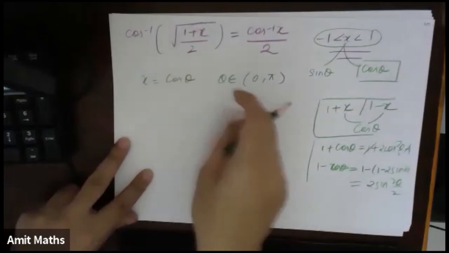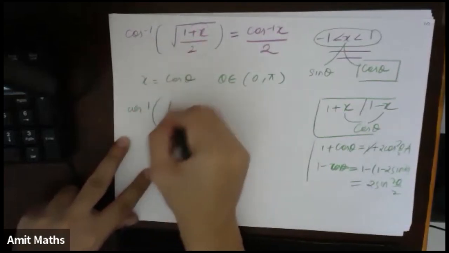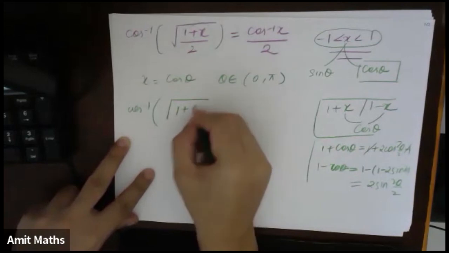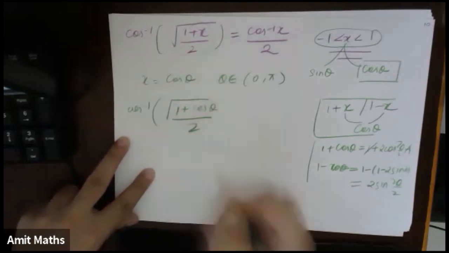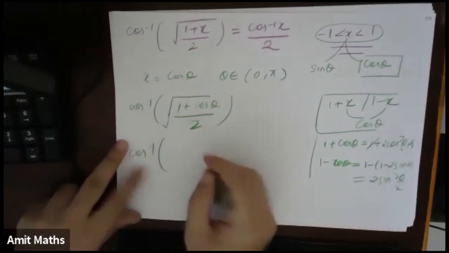Very good, very good. You have solved. So this is cos inverse of under the root of 1 plus cos theta by 2. This is nothing but cos inverse of 1 plus cos theta by 2.